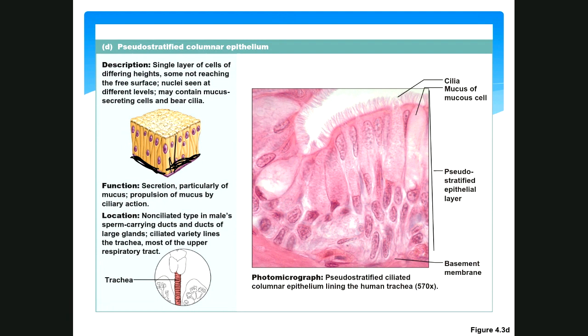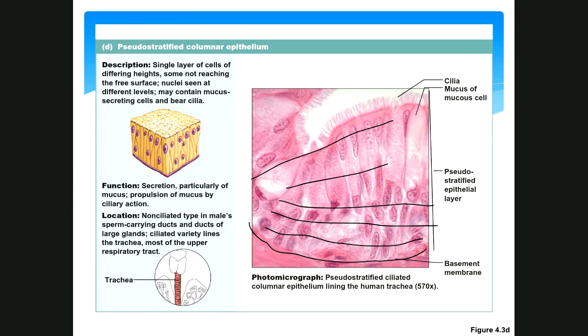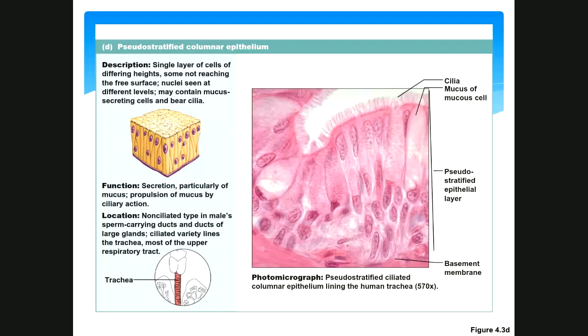Well, over here, it's very obvious that it looks like more than one layer. Look, that looks like a layer, that looks like a layer, that looks like a layer, that looks like a layer. Maybe even another one in there. It looks to me like there's four or five layers. But again, it's not that way because every cell comes all the way to the bottom. They may not reach the top, but every cell comes to the bottom. And so there's only one layer.